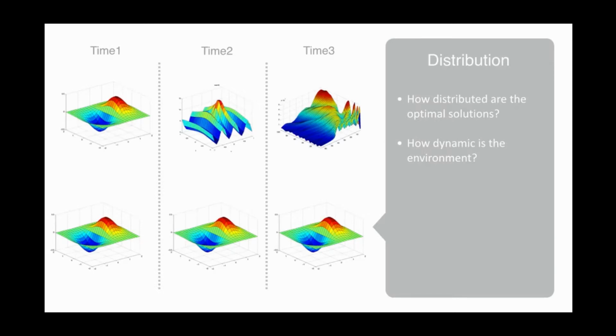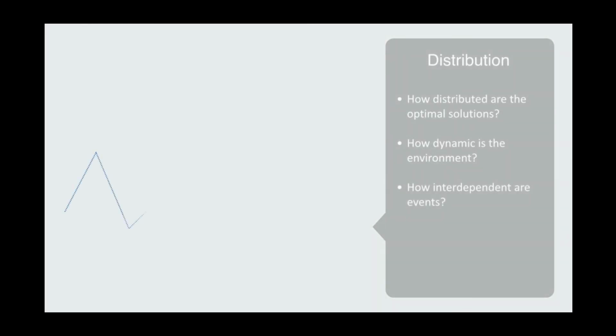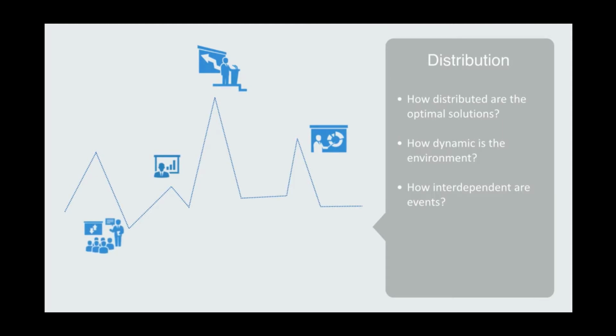Lastly, how interdependent are events? Does what one agent chooses to do affect the landscape or other agents? A fitness landscape of, say, a market is created by all the companies, consumers, and regulators within that market. Every time one of these players moves, it affects the whole landscape, and thus, we have a dynamic landscape that will be defined by these sets of interdependencies.